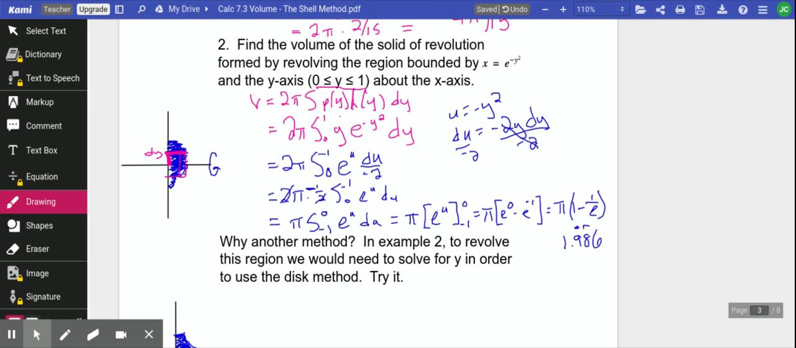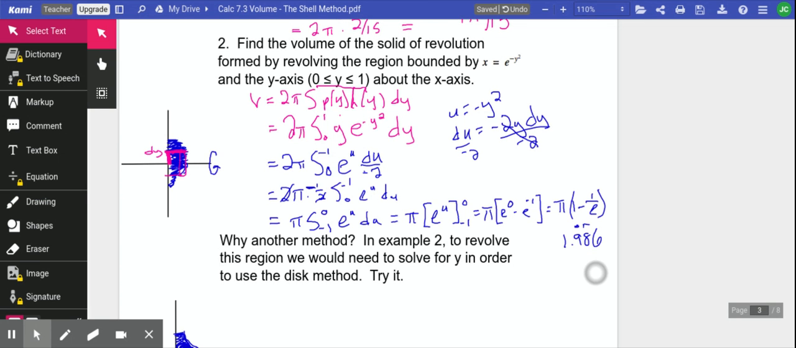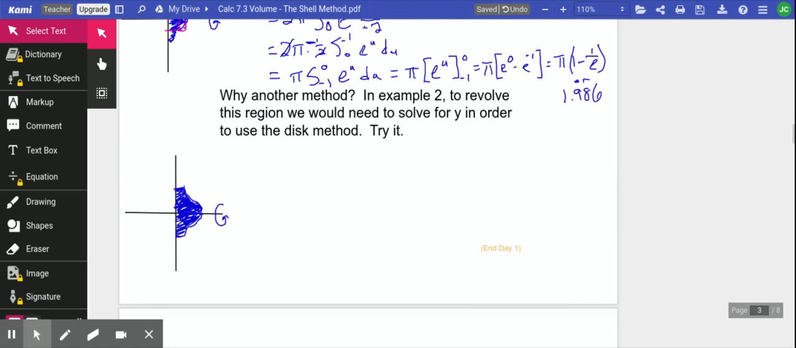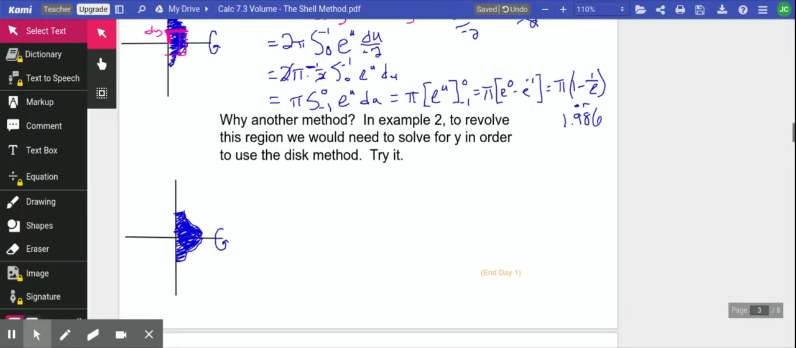Now, to answer your question that I know you have, why do we have to learn another method? Okay, I mean, we learned the disk and washer method really well. Hopefully that went really well for you in 7.2. Why do we need to learn the shell method? Well, let's try and look at this same problem. Okay, this is the exact same problem that we just did, and let's try and use the disk method.